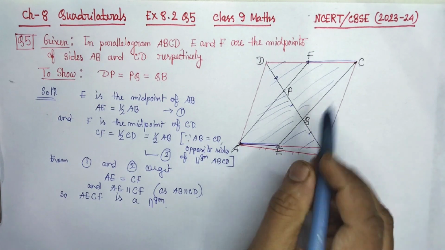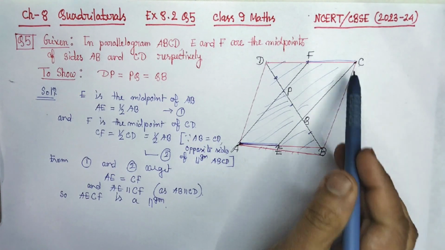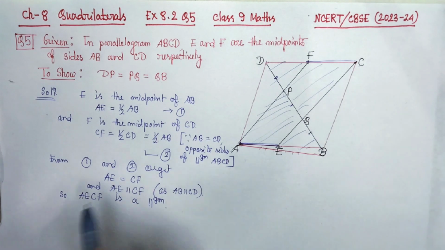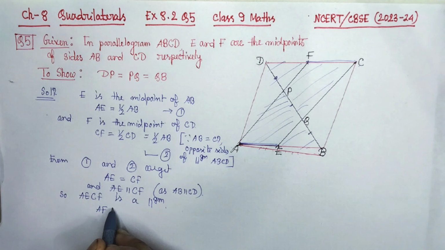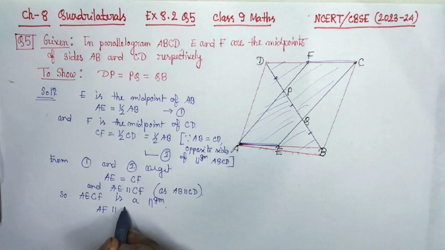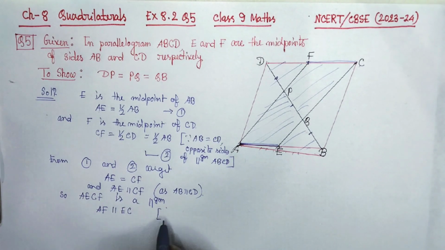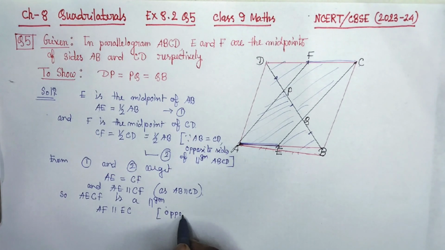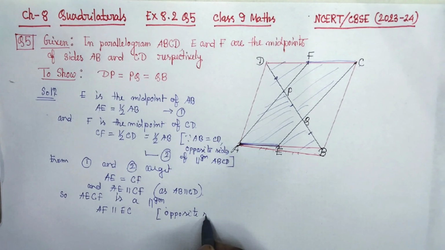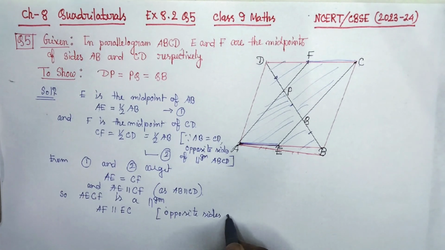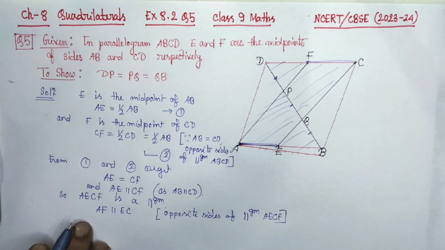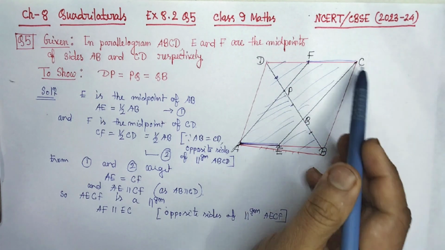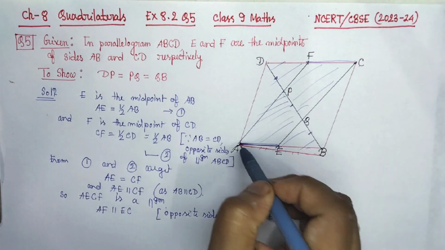So in parallelogram AECF, the opposite sides are equal. AF and EC are the opposite sides of parallelogram AECF. So AF is parallel to EC. That means opposite sides of parallelogram AECF, so here AF parallel EC. So we take the triangle.